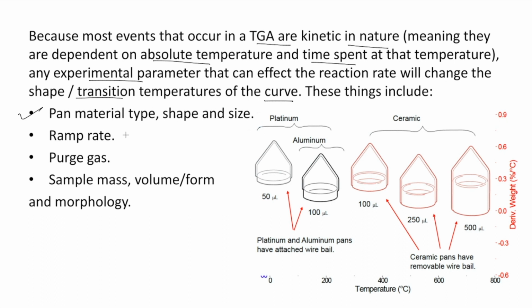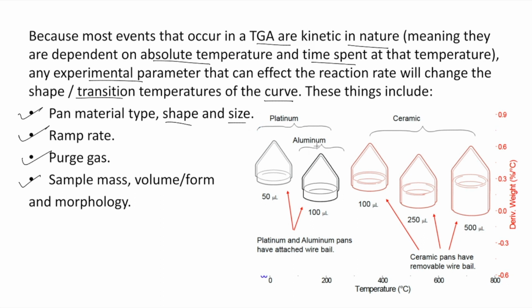The first thing is pan material type. Pan material means the pan in which the sample is kept, okay, so that is called the pan. So pan material type, shape and size. The second is ramp rate, third is purge gas, and fourth is sample mass, volume or form and morphology. So these are the things which can affect it.